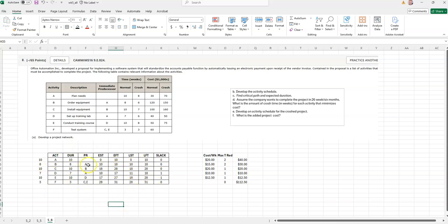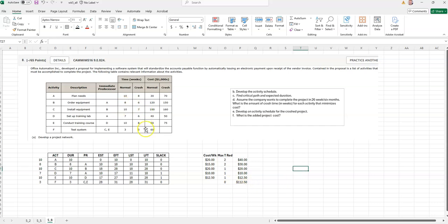Again, I'm not sure if your values are going to be the same, but it looks like we've come up with a project duration of 31 days, and we've got some activities here on the critical path. So that will help you with C, or this chart will if you have different values. Then it says, assume the company wants to complete the project in 26 weeks, same thing as 6 months. What is the amount of crash time in weeks for each activity that minimizes the cost?